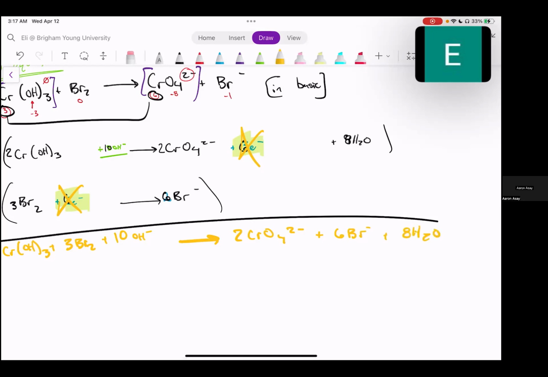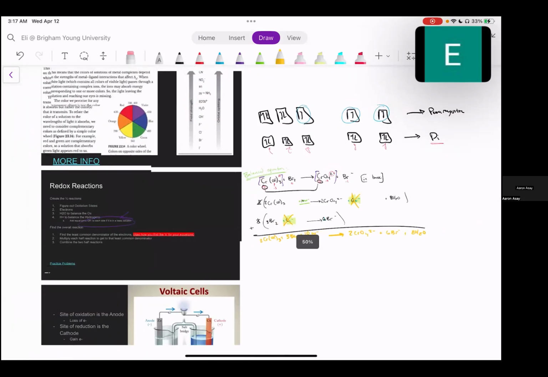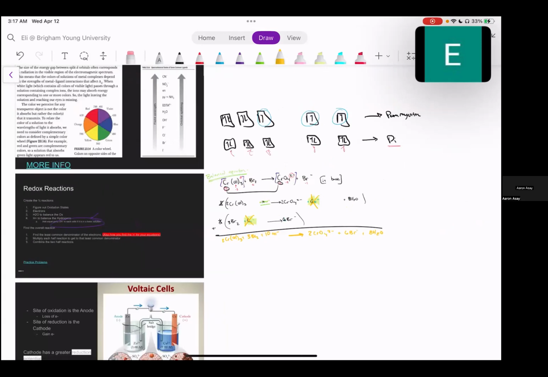Make sure that's the right answer. And yeah, we are good. So that's how you find a total, or overall, balanced equation in basic solutions.